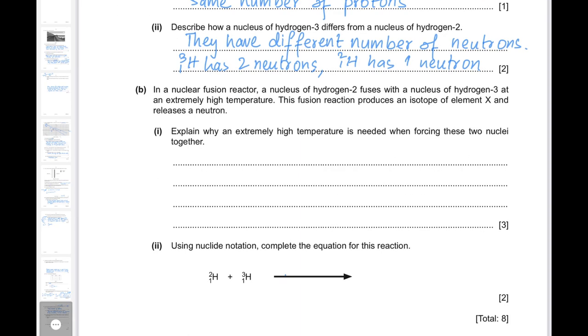B, in a nuclear fusion reactor, a nucleus of hydrogen 2 fuses with a nucleus of hydrogen 3 at an extremely high temperature. This fusion reaction produces an isotope of element X and releases a neutron. 1, explain why an extremely high temperature is needed when forcing these two nuclei together. Fusion reaction combines two nuclei that have like charges, and like charges repel. To overcome this repulsive force, the reacting nuclei need to have high kinetic energies. And that will be your answer over here. The kinetic energy is provided by the high temperature.